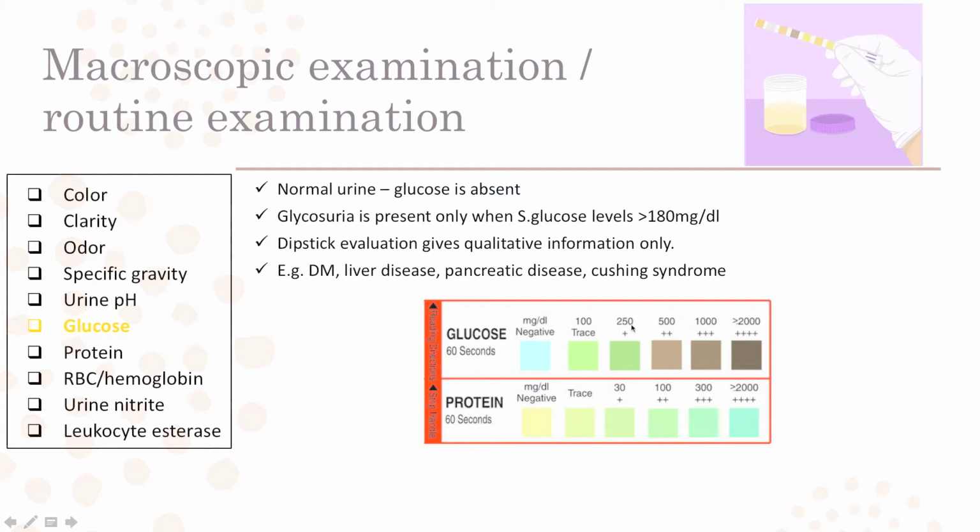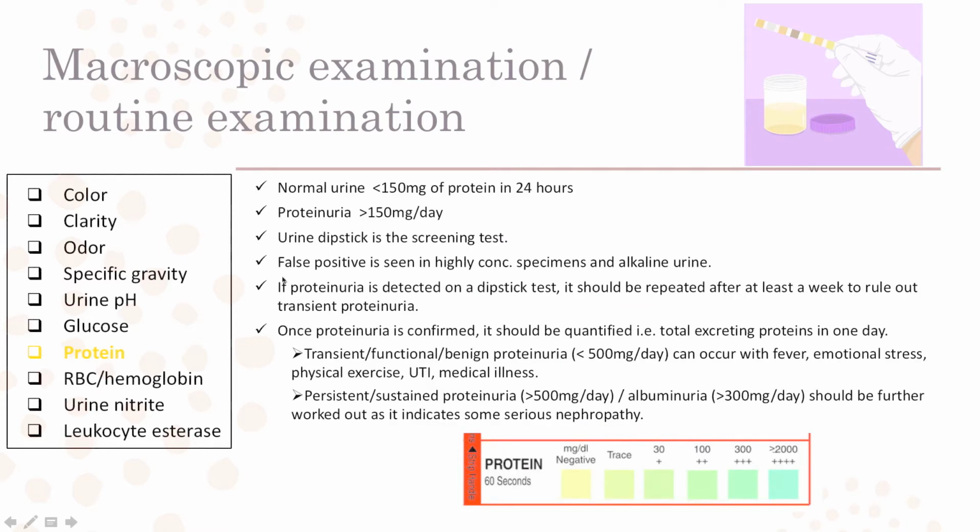So dipstick evaluation generally gives only qualitative information. The color indicates, like we get 1 plus for up to 250 milligram per deciliter, 2 plus for 500 milligram per deciliter, but this is not exact. It is generally qualitative information from the dipstick that yes, glucose is present or absent. Similar for protein also. Examples of glucose in urine, most common is diabetes mellitus, some pancreatic disease, liver disease, which ultimately leads to increased glucose level in the blood. Cushing syndrome also leads to increased level of glucose in the blood.